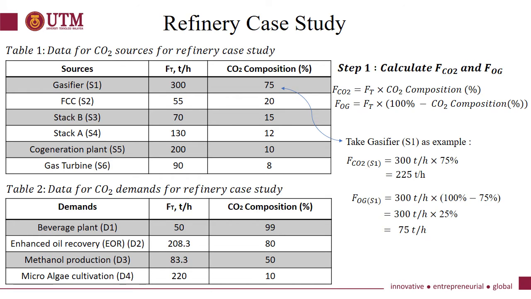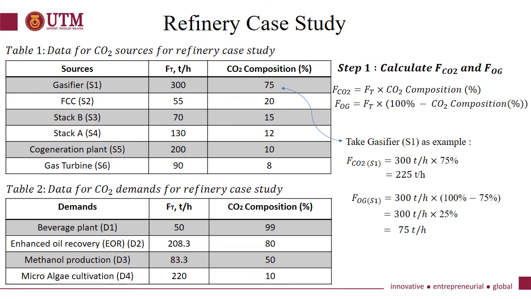The first step of this numerical method is to calculate the flow rate of CO2 in the flue gas, FCO2, and the flow rate of other gases aside from CO2 in the flue gas, FOG. This can be done with the flue gas flow rate, FT, and the CO2 composition given in Table 1 and Table 2 by using the equation given here.